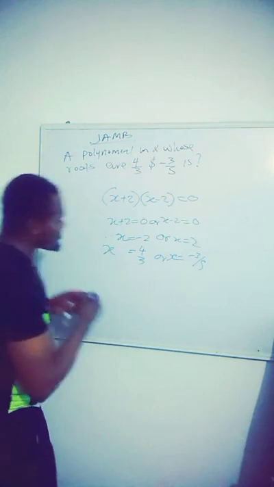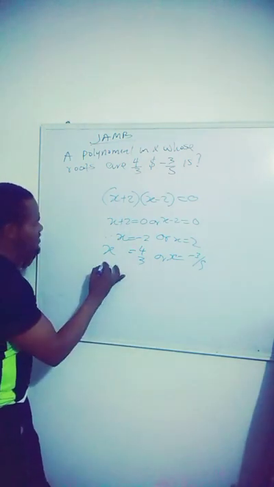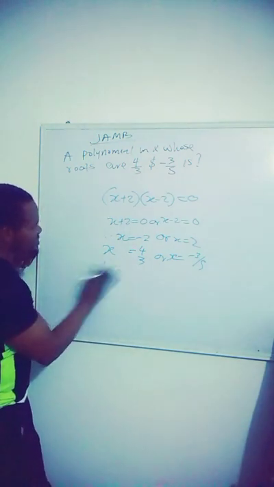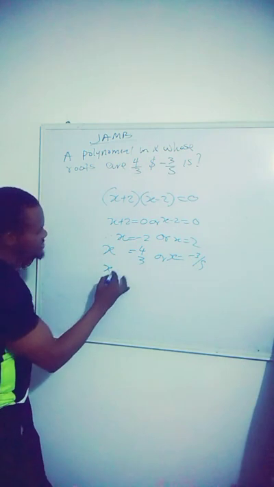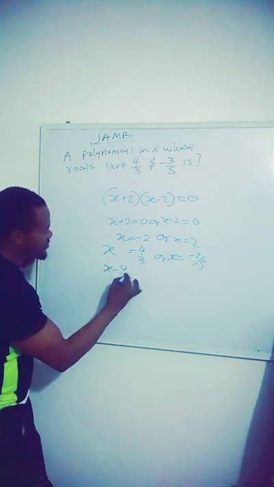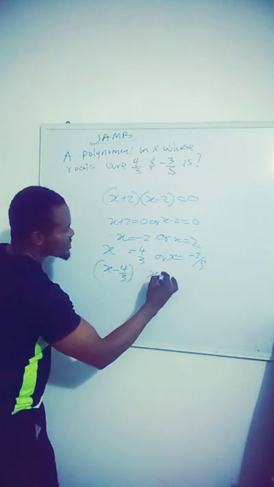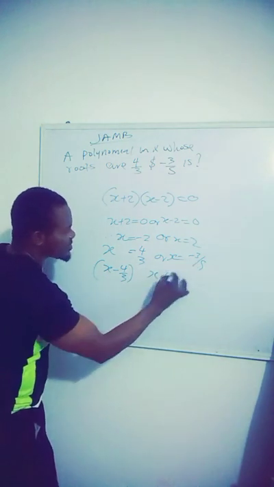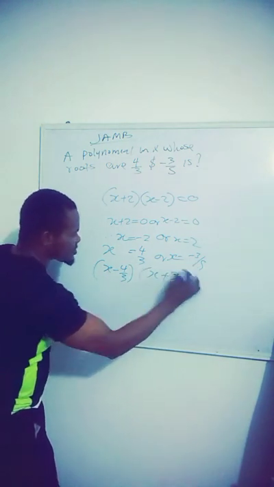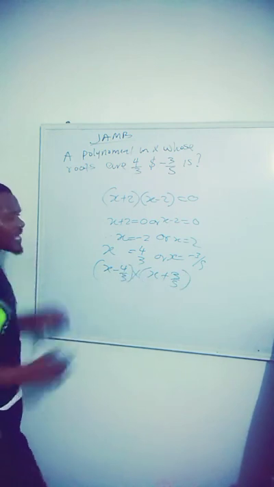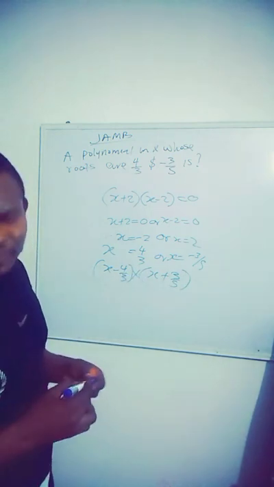Now, how do you find the equation? You bring it here. This one becomes s minus 4/3. Then this one becomes s plus, because it's negative, 3/5. So what do you do? You multiply both. I hope you got the flow.